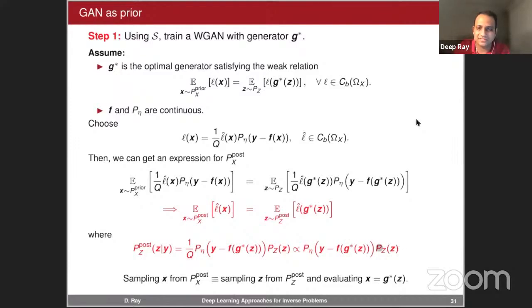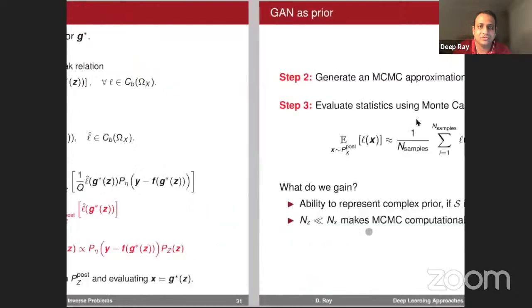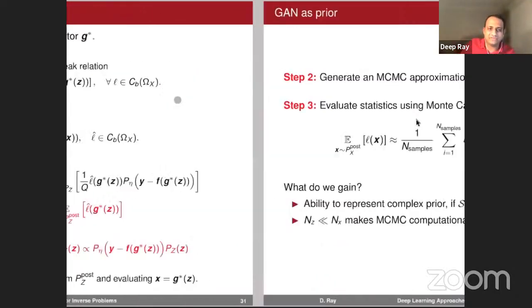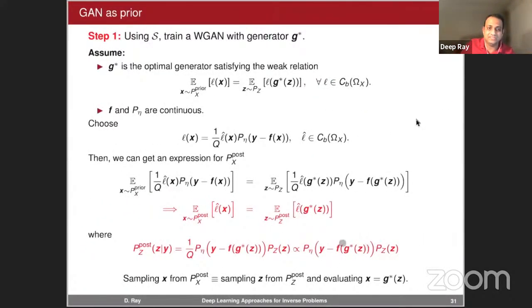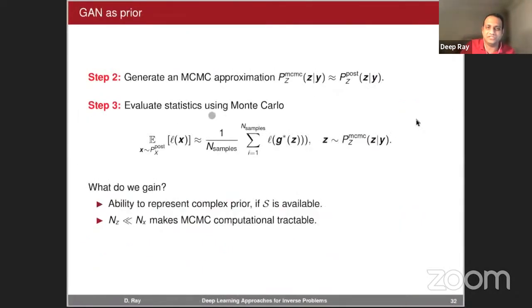And the good thing over here is that this PZ of Z, you know, because you take it to be a multivariate Gaussian distribution. While in the case of X, you don't know the exact form of what the prior of X is, but you know what PZ of Z is, right? So step 2 is, once you have this approximation in terms of the Z space, the lower dimensional space Z, now you can actually do MCMC approximations for the posterior of Z. And since it's a lower dimensional space, MCMC actually becomes computationally okay to do. And you end up with an MCMC approximation of the posterior.